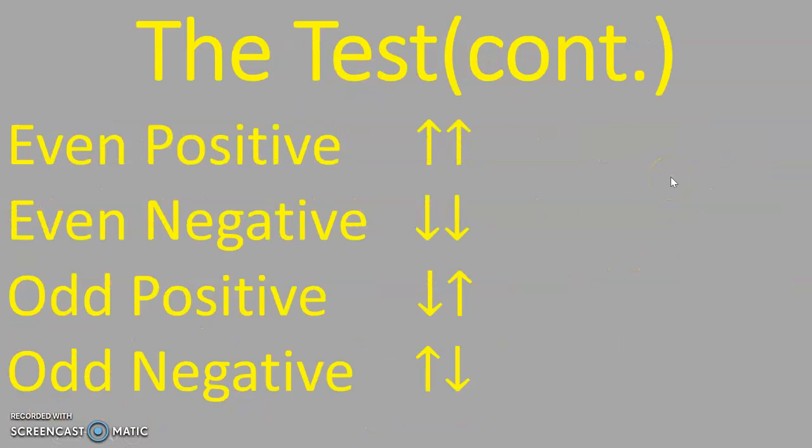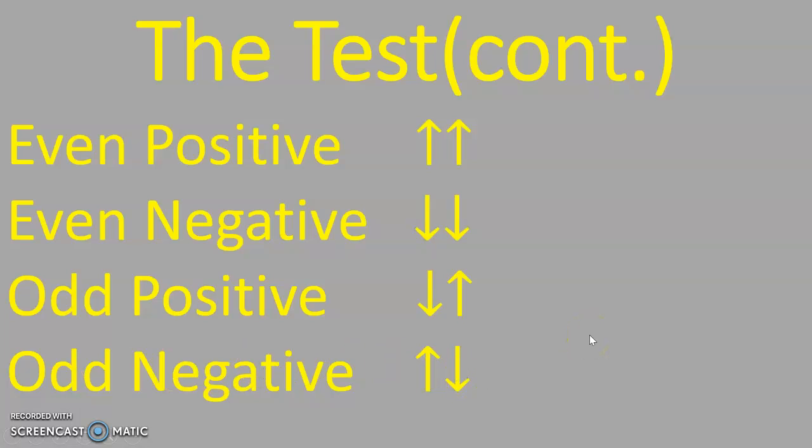And we have 4 possibilities. Remember, this is the degree, either even or odd. This is the leading coefficient, either positive or negative. And that makes for 4 possibilities again. If it's even positive, then the graph is going to be up on both sides, on the ends of the graph. If it's even and negative, it's going to be down on both sides. If it's odd and positive, down on the left, up on the right, and odd and negative, the opposite.